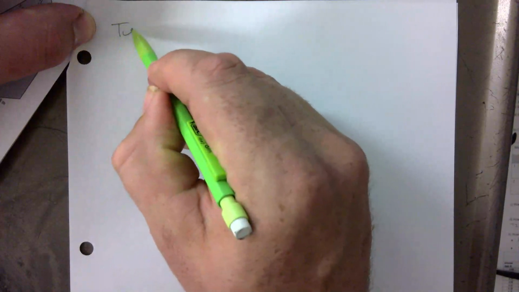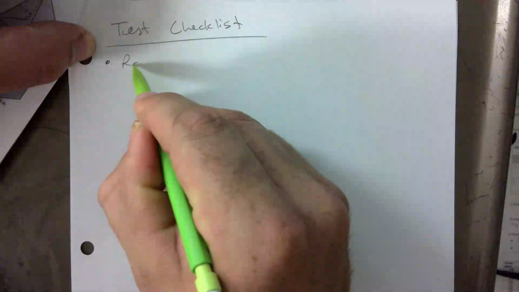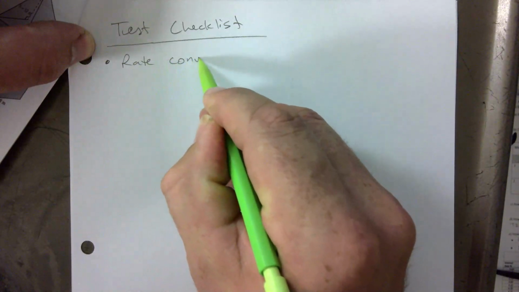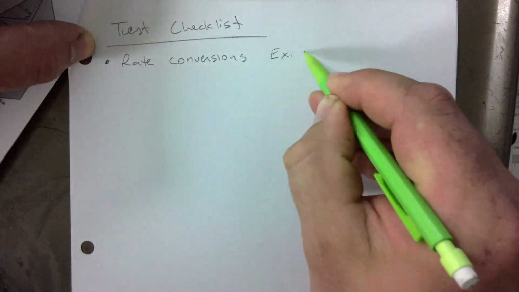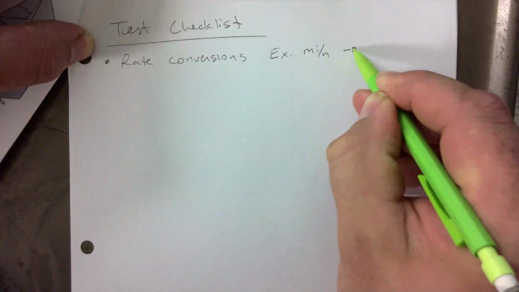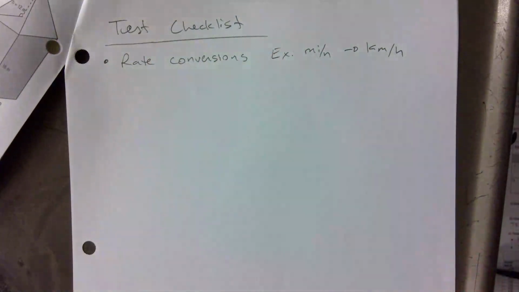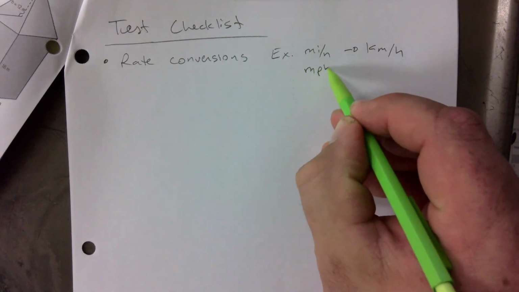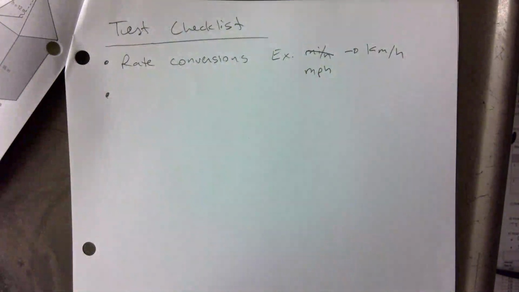So, test checklist. Rate conversions. So example, miles per hour to kilometers per hour, let's say. Okay, so you might, oh, actually miles per hour is mph. Cross that out, mph to kilometers per hour. And then next, we have Reynolds.